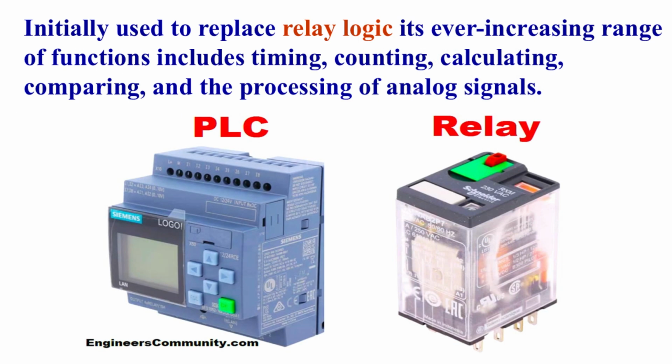PLCs were originally created to replace relay logic systems. Before PLCs, control panels were filled with dozens or even hundreds of mechanical relays, wired together to perform logic operations. These relay panels worked, but they were bulky, slow, hard to modify, and prone to mechanical failure. With a PLC, all those relay functions could be programmed in software instead of wired in hardware. This not only saved space, but also made the system easier to troubleshoot and update. If you want to change the control logic, you simply rewrite the program instead of rewiring the entire panel.